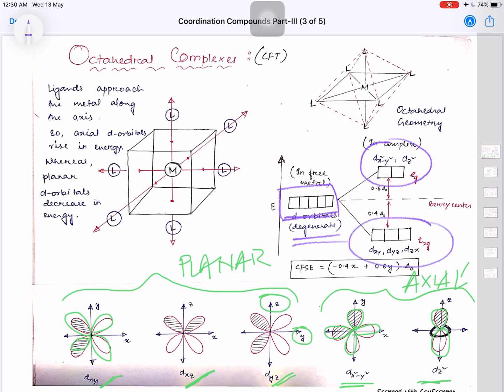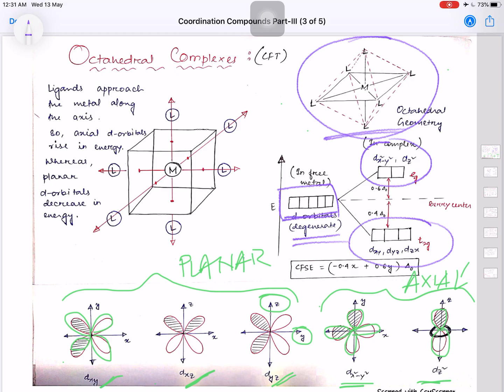First we'll be discussing octahedral complexes. This splitting of d orbitals can be explained using crystal field theory, which means we can explain the splitting of the d orbitals with the help of a cubic crystal. This is our octahedral geometry. In octahedral geometry we have 6 ligands present at the 6 corners of the octahedron, and the metal is present at the center.